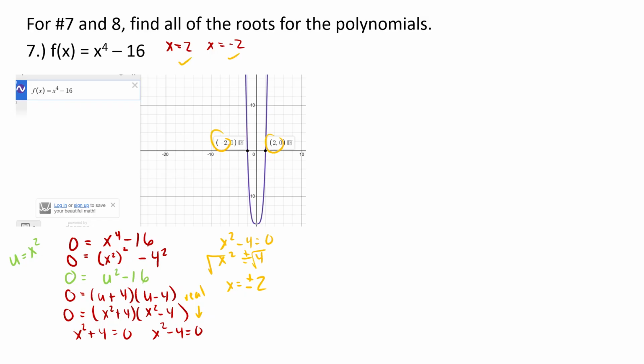The other one, x squared plus 4 equals 0. This is the one that's going to give us the complex roots. And if we go through the same strategy there, we end up with x squared equals negative 4, we take the square root. And so the square root of negative 4 is 2i, and there are my other two roots. So my other two roots are 2i and negative 2i, and that brings us up to the 4 roots.